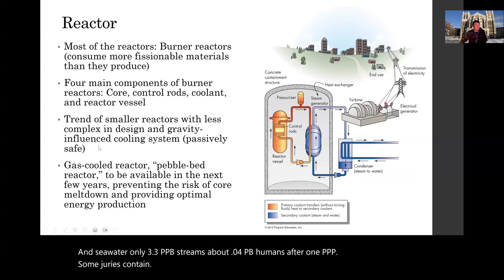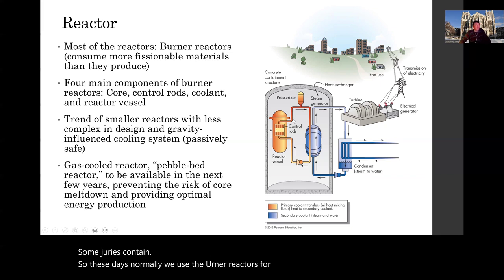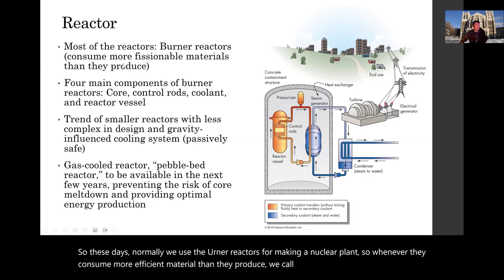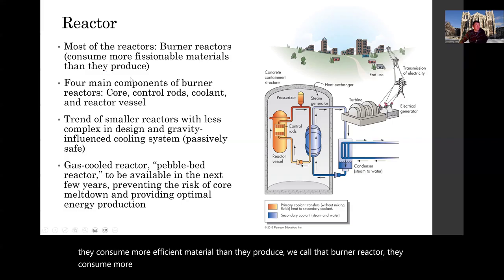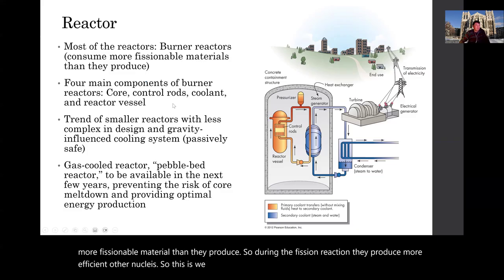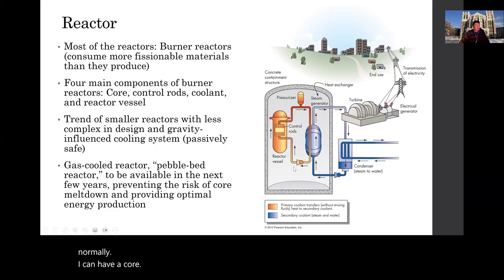These days, we normally use burner reactors for making a nuclear plant. Burner reactors consume more fissionable material than they produce. During the fission reaction, they produce other fission nuclei. There are four components of burner reactors normally: a core, control rods, a coolant, and the reactor vessel.